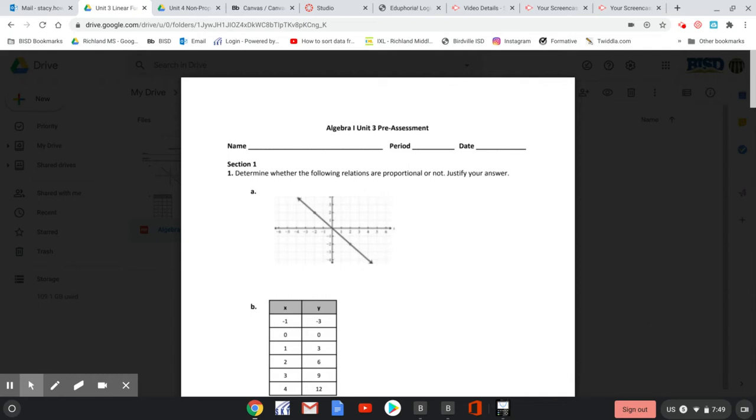So number 1, it says determine the following relations. Determine whether the following relations are proportional or not and why. So let's take a look. So this graph is passing through the origin. That is 0, 0, so yes, proportional.